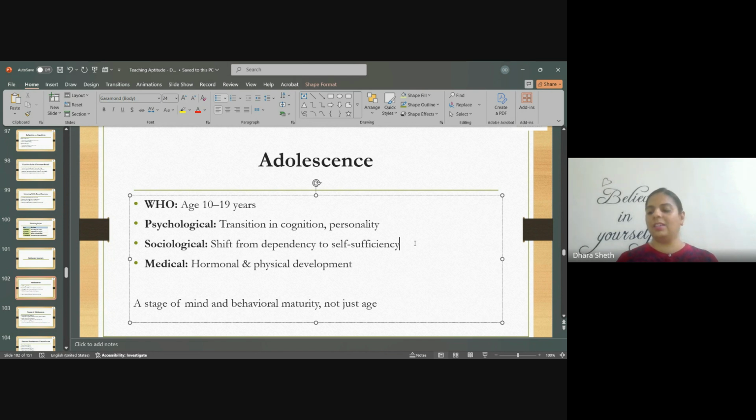But when they turn 12, the development of frontal lobe is complete, and all of a sudden they start understanding what to say and what not to say. They don't completely understand, but now if you tell them that beta, you should not say this outside, they will be able to understand it. So that shift is happening psychologically and in personality. That is adolescence. Okay, medically, hormonal and physical development. So it's a stage of mind and behavioral maturity, not just age.